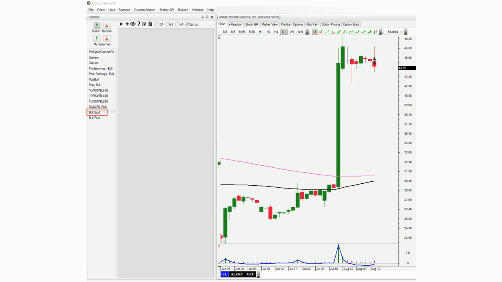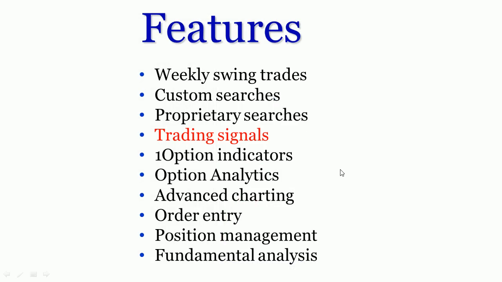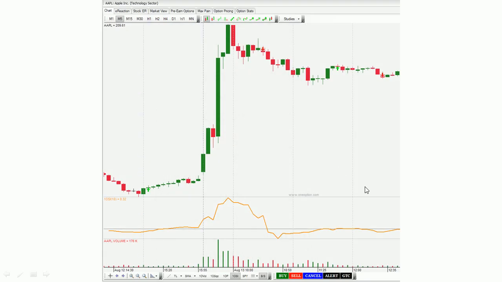If you're a swing trader, you're probably not going to be around seeing these pop-up alerts intraday. But if you're a day trader, man, is this a nice feature. So you've got the proprietary searches, trading signals. We have trading signals on every time frame.